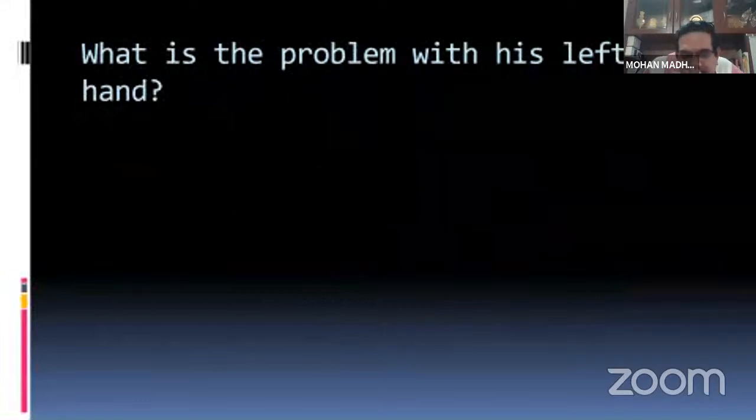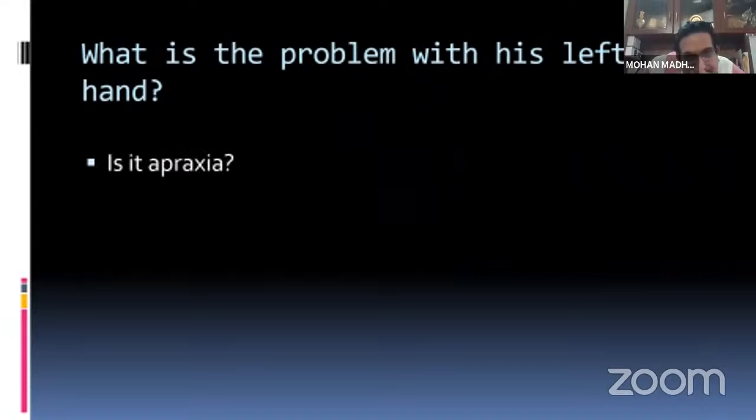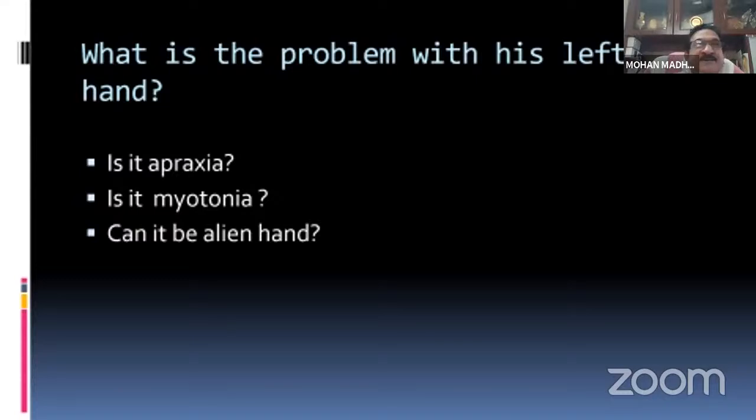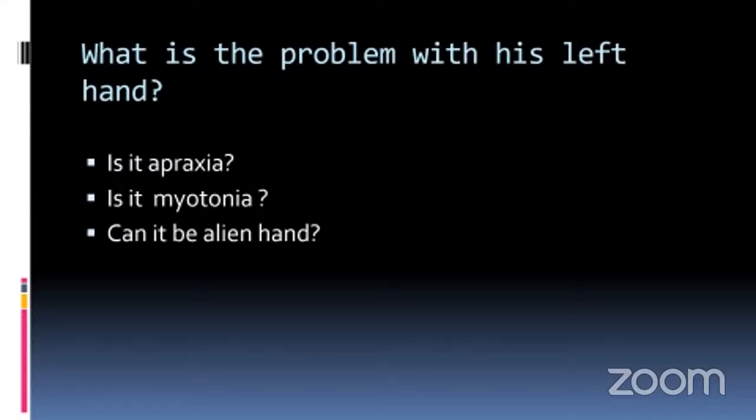Now, what is his problem with the left hand? What is his involuntary movement? Apraxia. Ideomotor apraxia. Okay, apraxia. Alien hand. Alien hand. Myotonia.